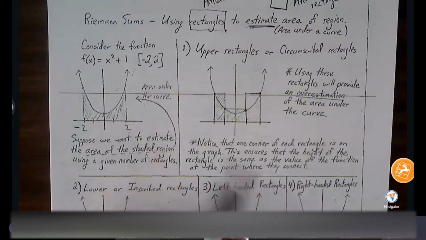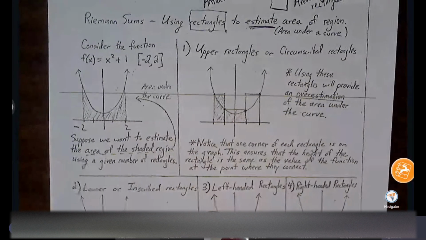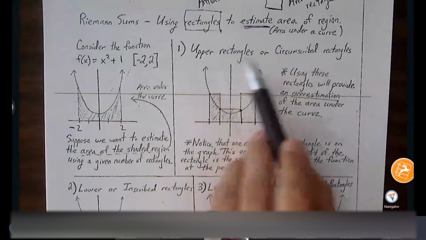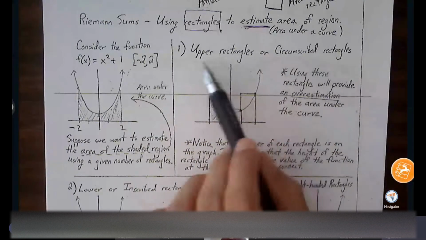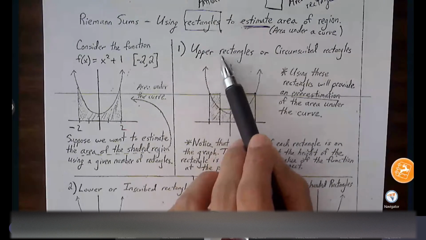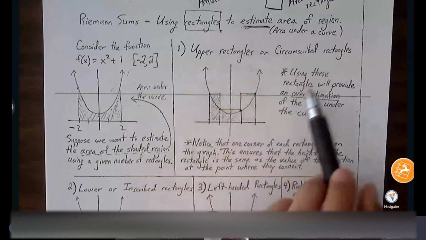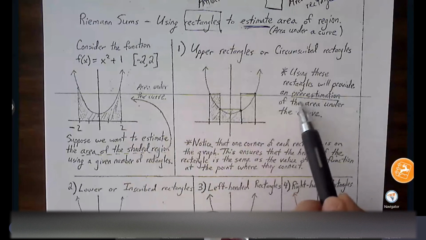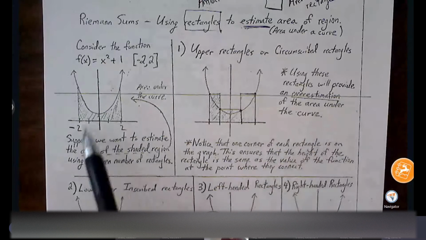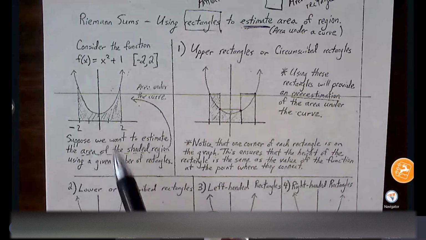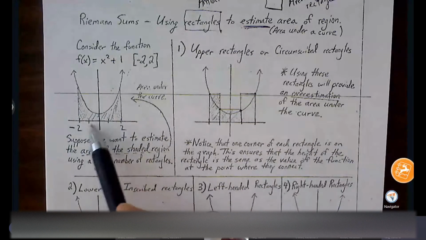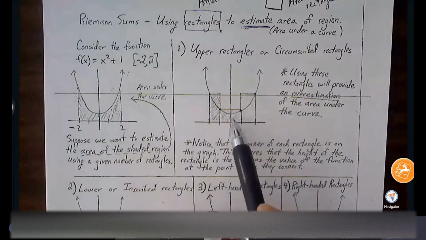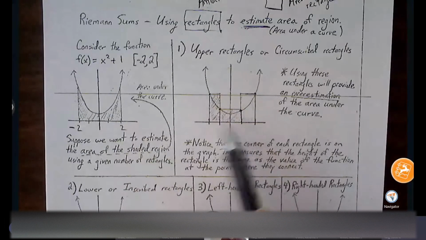So we have four on this first page. We have four different ways of drawing rectangles. The first is using something called circumscribed rectangles or upper rectangles. And if we go through this process of upper rectangles, we can ensure that the areas of the rectangles that we create are going to produce a value that is an overestimation of the actual area that we see here. Okay, so right now we don't know what the exact area is, but we're going to create a situation that we know is going to be an overestimation of what we see here.